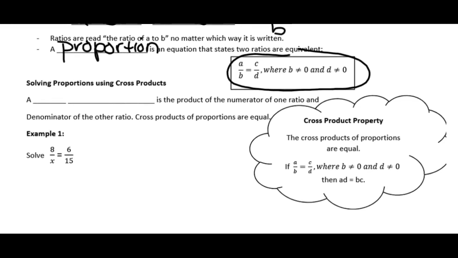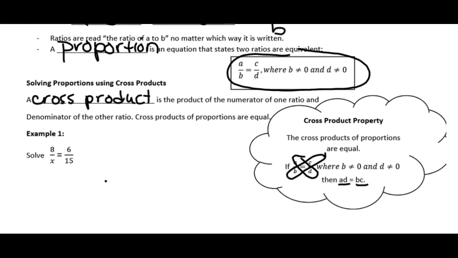To solve a proportion, we're going to use the cross product. So the cross product is the product of the numerator of one ratio and the denominator of the other. Cross products of proportions are always equal. So looking here in this cloud, you'll see our cross product property, and that we're taking the numerator of one fraction and timesing it by the denominator of the other. That's our A times D. And then doing the denominator of the other times the numerator, and that gives us our B times C.